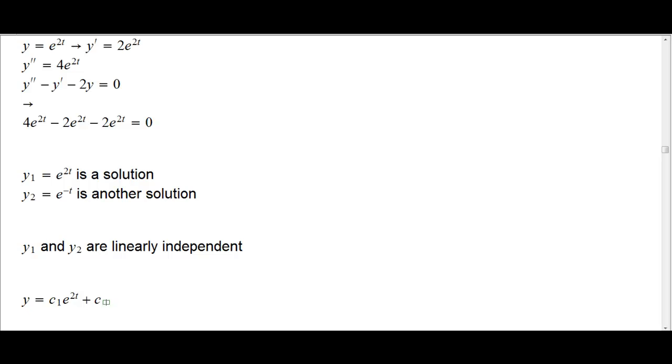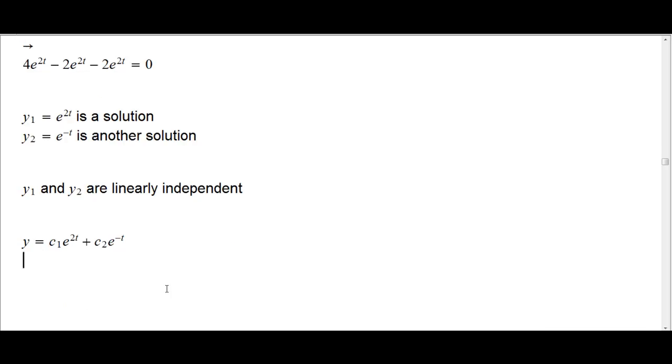c2 e to the who? Negative t, right? Is that unconfused now or no? No, not confusing anymore, right? Everybody?